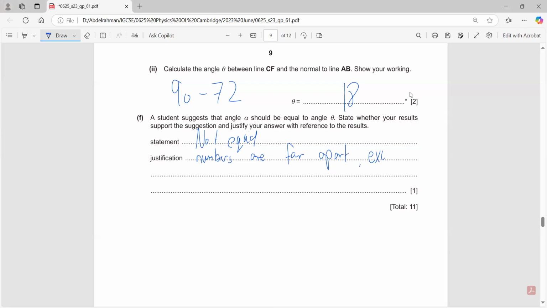exceeding the limits of experimental accuracy.